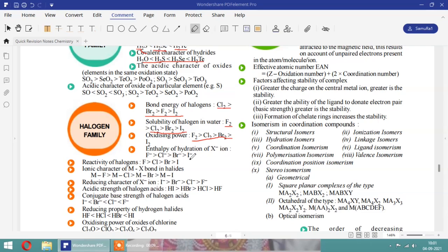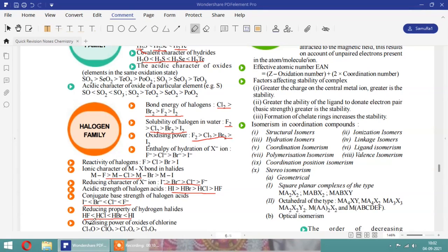You just remember the halogens: fluorine, chlorine, bromine, iodine. Which one is in increasing order, which one is in decreasing order? You have to remember this one. Reactivity of halogens is in increasing order. Ionic character is in increasing order. Reducing character is in decreasing order. That is the reverse. Acid strength of halogen acids is in decreasing order. The conjugate base is in increasing order.